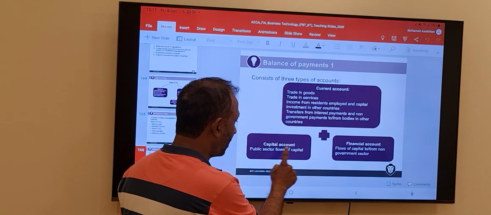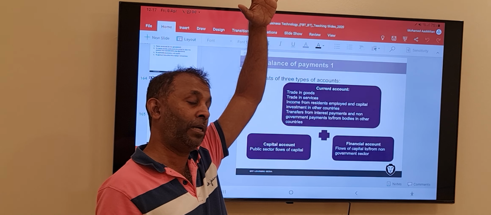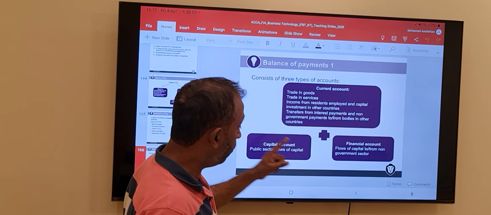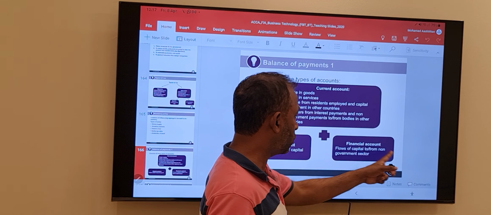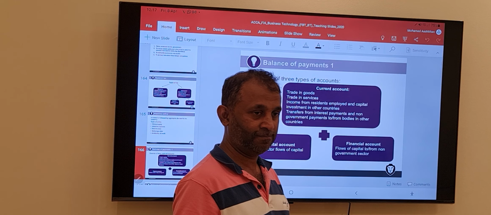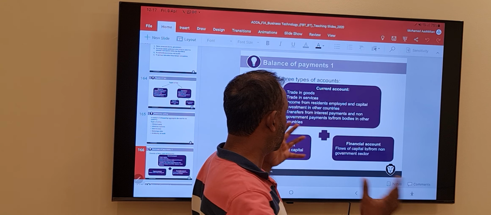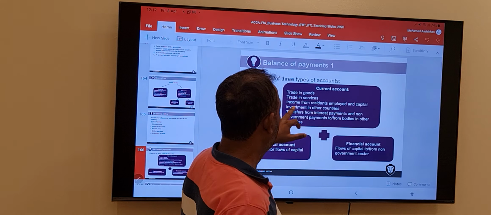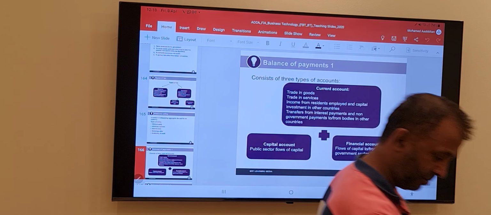Capital account: public sector flows of capital, like borrowing. Sri Lanka went to India to borrow $1 billion. So the total of this is actually to manage the balance. Flows of capital to or from the non-governmental sector. Then the total of all this will result in these accounts. That is the balance of payments that we will calculate.